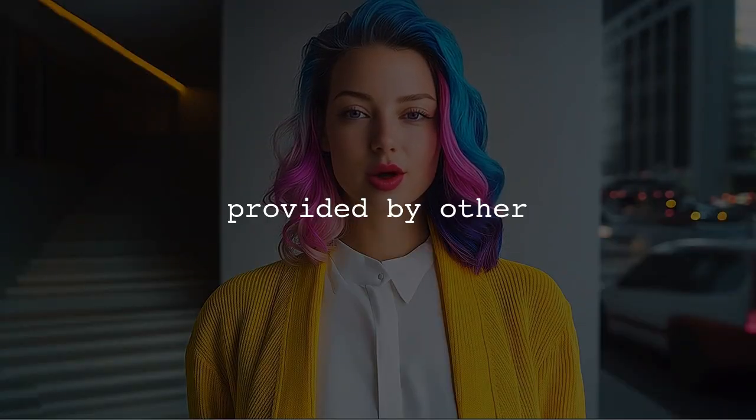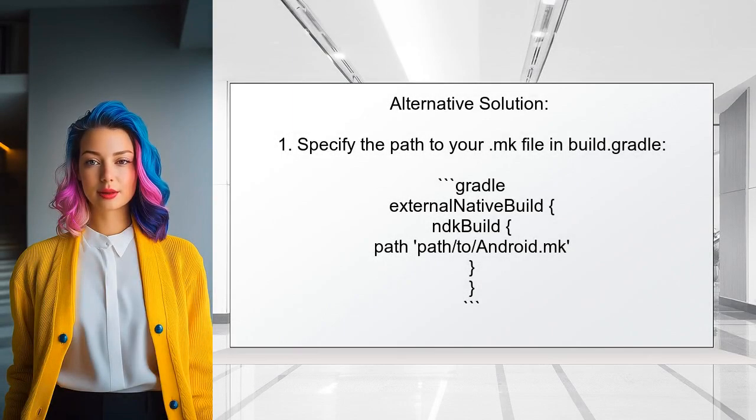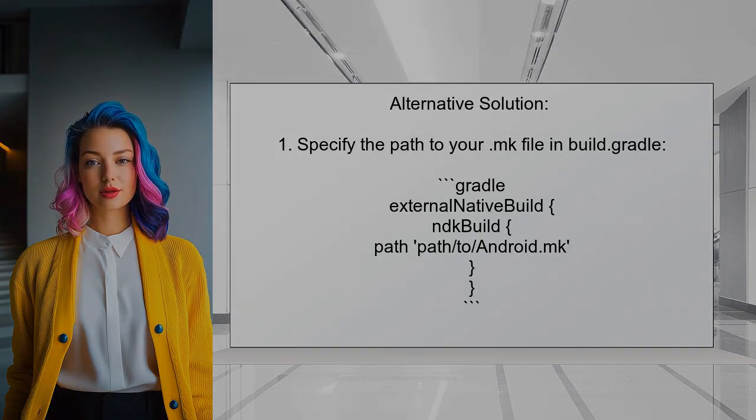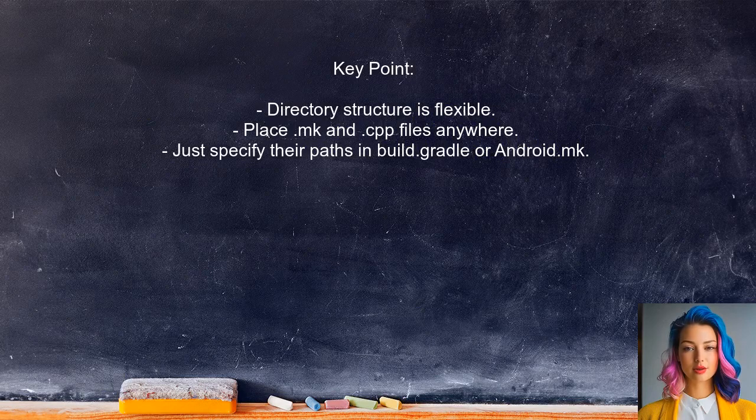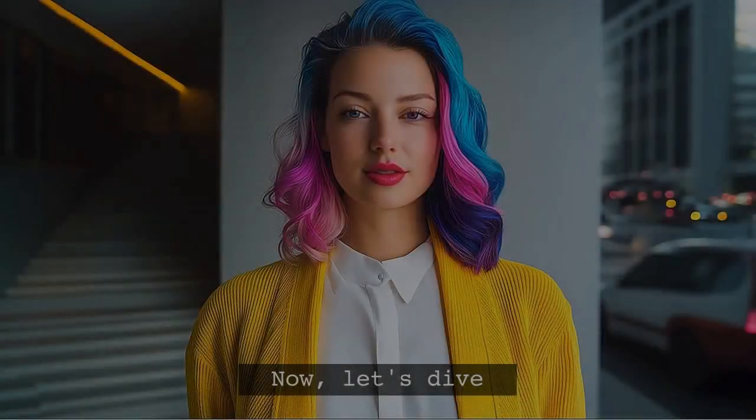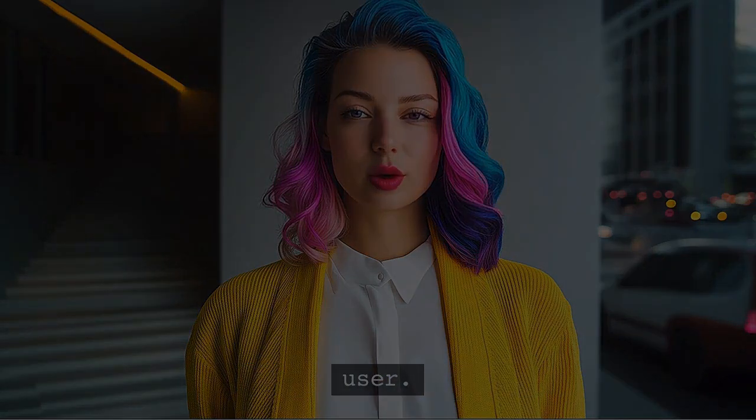Now let's look at the answers provided by other users. An alternative approach shared by another user involves specifying the path to your .mk file in the module-level build.gradle file. You can do this within the Android block by using the external native build section. Additionally, it's important to note that the directory structure suggested earlier isn't mandatory. You can place your .mk and .cpp files anywhere, as long as you correctly specify their locations in either the build.gradle or android.mk. Now, let's dive into a different answer from another user.